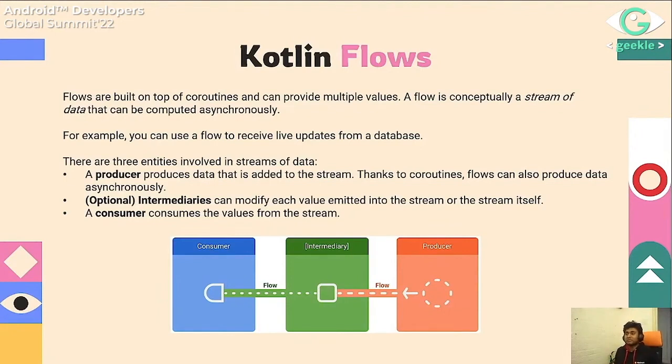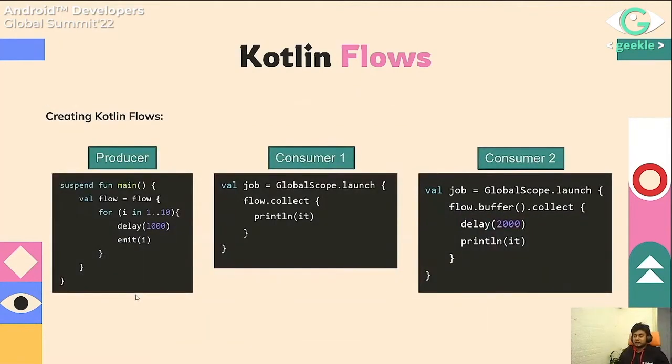So to generate data and consume data, we need two parties: producer and consumer. A producer produces the data that is added to the stream. Thanks to coroutines, flows can also produce data asynchronously. And the consumer obviously consumes the value from the stream. An optional intermediary can be there, which can modify each value emitted into the stream or the stream itself. Now we are going to see in Kotlin Flows how the producer produces data and the consumer actually consumes the data.